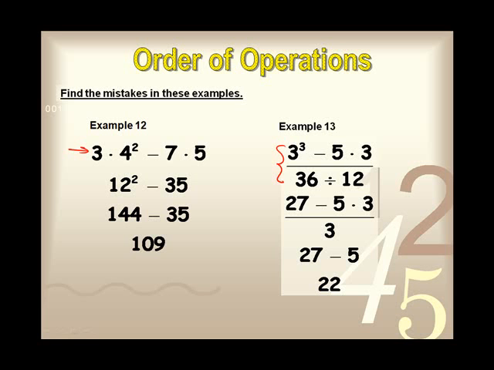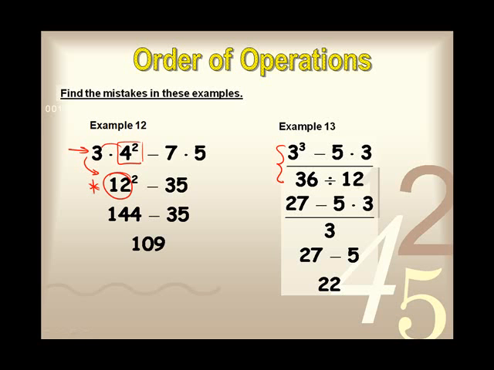So, problem 12, you have 3 times 4 squared minus 7 times 5. The next line that someone wrote down was that we should now calculate 12 squared minus 35. So from the original problem to the second line of work, did they make a mistake? And what is that mistake? Well, the mistake they made was that they should have calculated this exponential part before they multiplied. You cannot multiply the 3 and the 4 together. So that was their first mistake. This right here is incorrect.